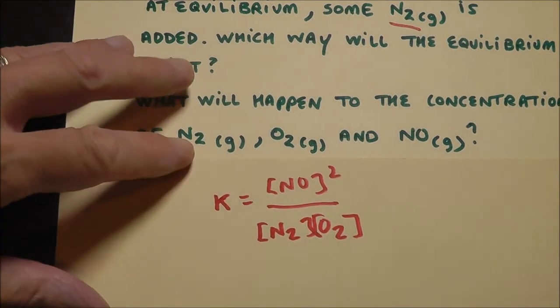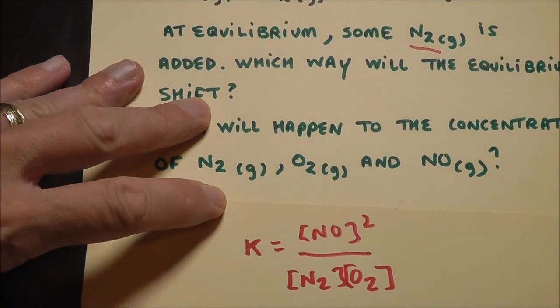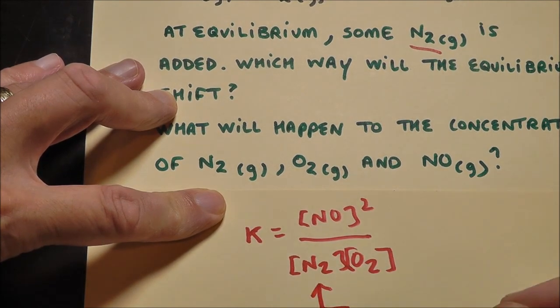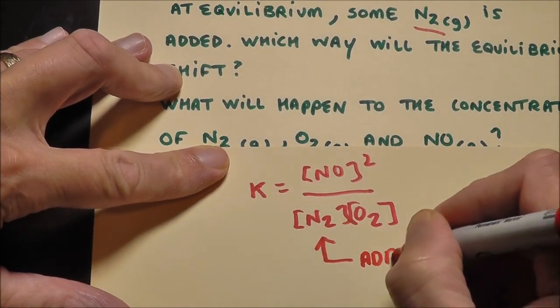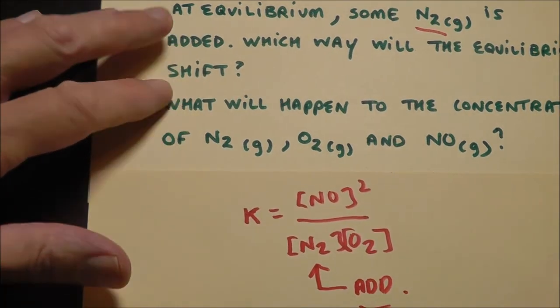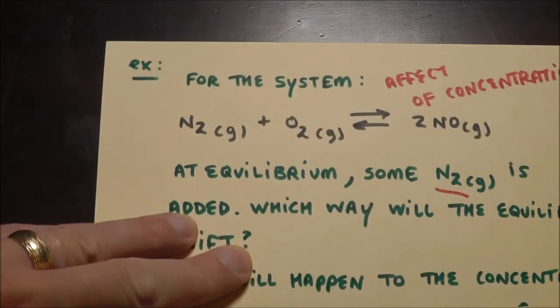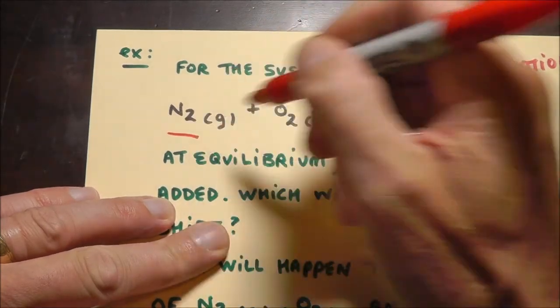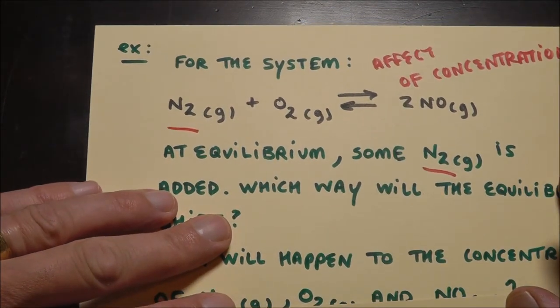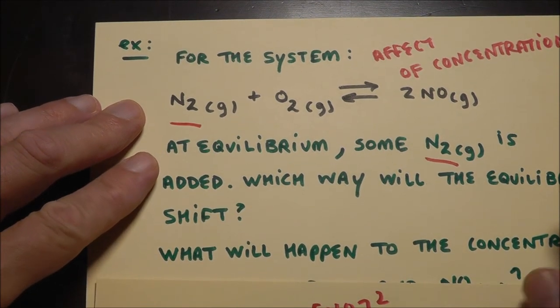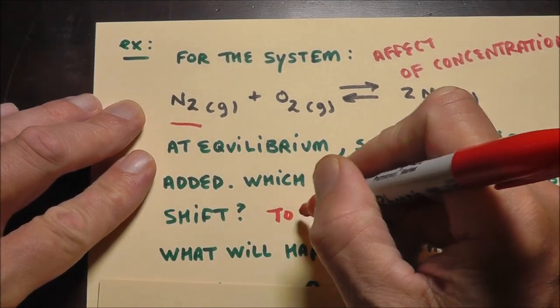It doesn't even say. Now what would happen if we suddenly made this number too big, because what were we adding? N2. We're going to add some of that. Well, that's in the denominator. And so that's going to make Q temporarily smaller than K. It's going to have to shift to the right. And now you look back to the reaction. Usually, if you remember, the equilibrium will shift away from what you add to it. So which way will the equilibrium shift? It'll be toward the products.